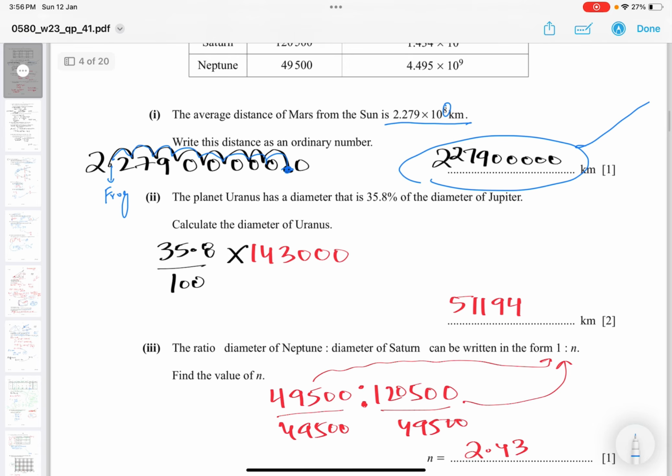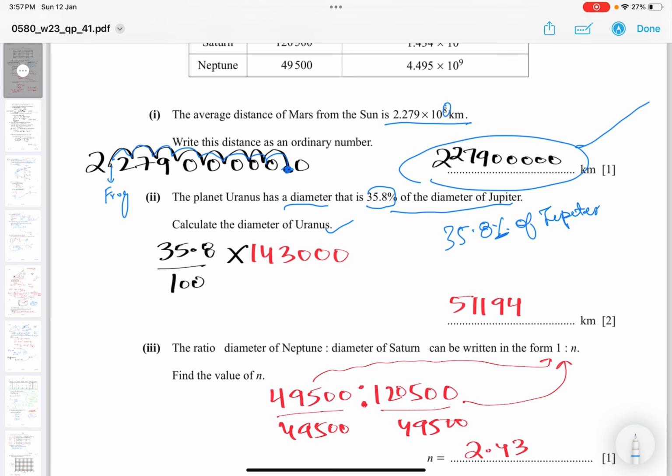The planet Uranus has a diameter that is 35.8 percent of the diameter of Jupiter. Calculate the diameter of Uranus. Alright. So what is the diameter of Uranus? It is 35.8 percent of Jupiter.